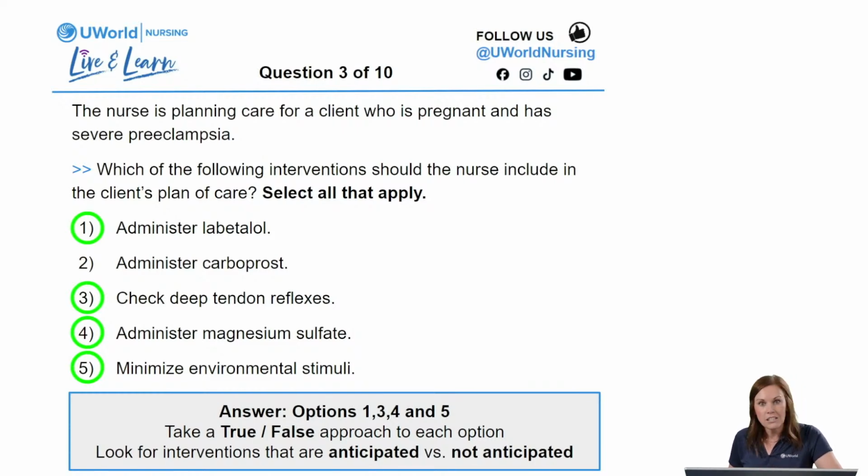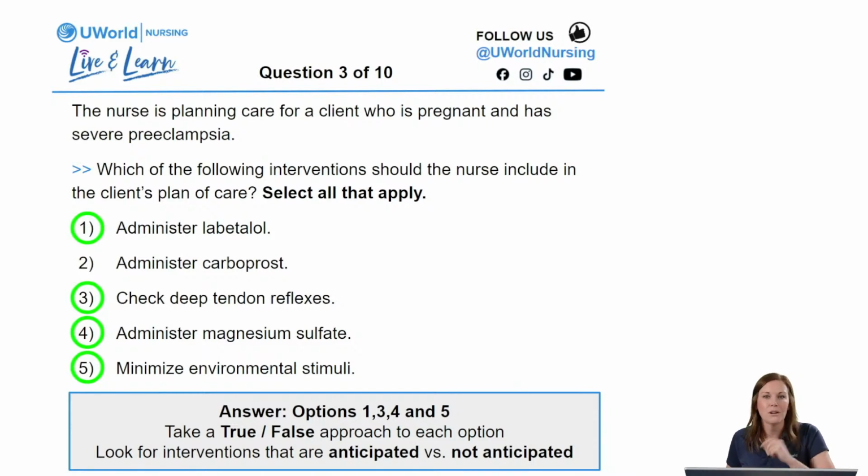And then also managing hypertension. That's kind of the root cause of what's going on with preeclampsia. So administering antihypertensives like labetalol is definitely going to help. And labetalol is a safe antihypertensive for clients that are pregnant. Okay, our option about carboprost, that is a uterotonic medication, and it's given after the client has delivered, so we wouldn't give it to them while they're pregnant.